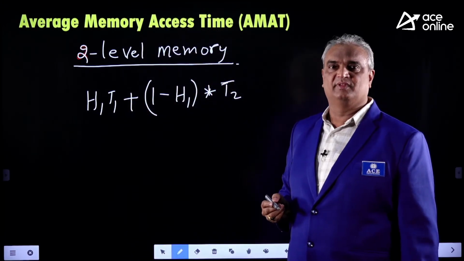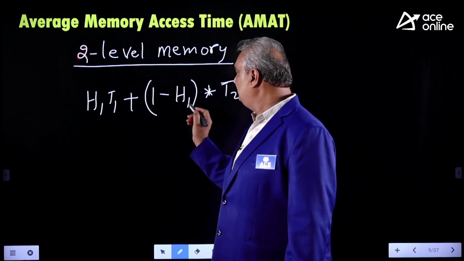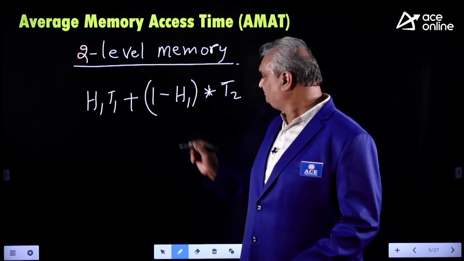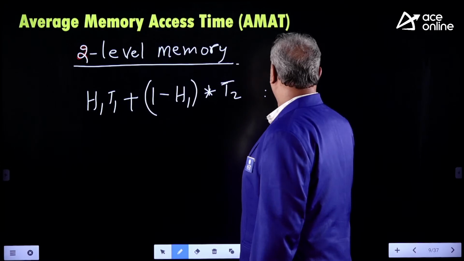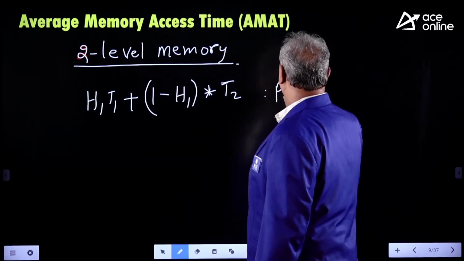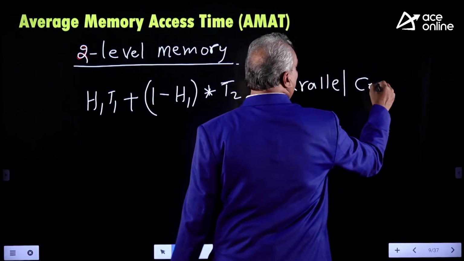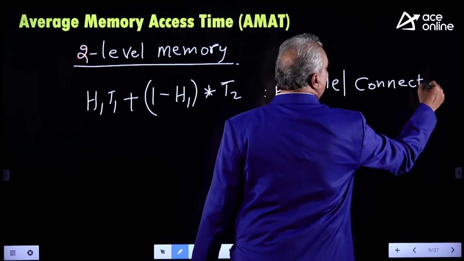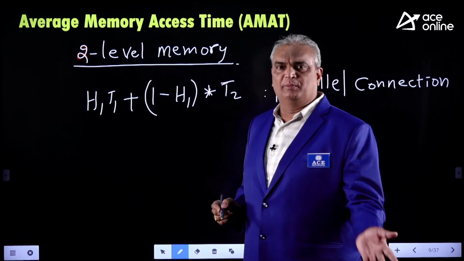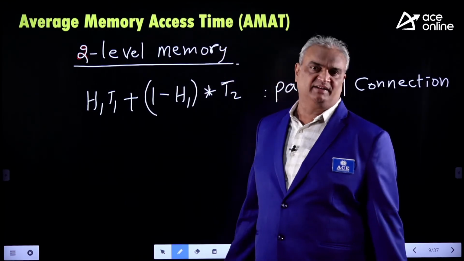T1 is the word access time from L1 memory. H1 is the hit rate in L1. Next, T2 is the word access time in L2 memory. It is applicable for parallel connection. Means when memory modules are connected in parallel, the processor will get the data from L1 memory and L2 memory simultaneously. Means sequence operation is not there.